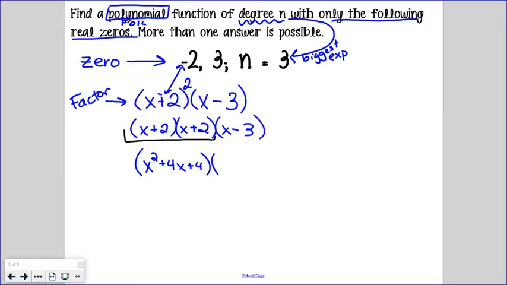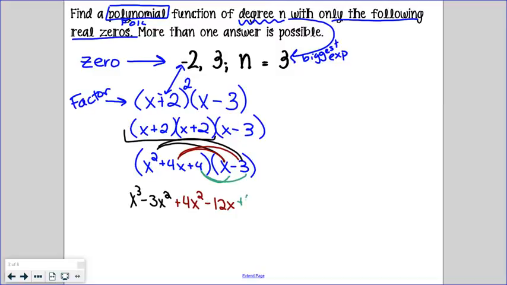Remember when you do this, that you then have to FOIL. I use the word FOIL. Distribute it through the second one. Be careful. This is where mistakes happen. One term at a time. Take my x squared and distribute it through to both terms. X cubed minus 3x squared. Take the 4x, distribute it through to both terms. Plus 4x squared minus 12x. Take the 4, distribute it through to both terms. Plus 4x minus 12.